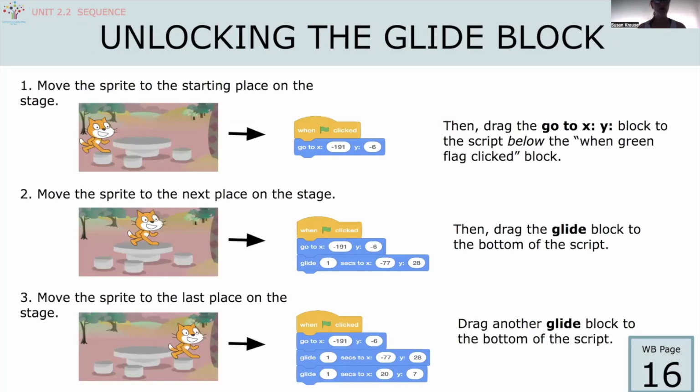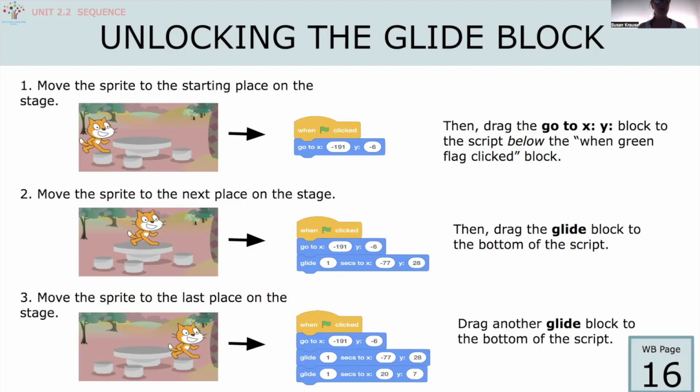Here are some instructions on how to use the go-to XY block and the glide seconds to XY block. First, move your sprite to the position on the stage where you want it to start each time the green flag is clicked. Then drag the go-to XY block into your script below the when green flag clicked block. This will automatically have the X and Y positions filled in because you have already positioned your sprite on the stage. When you click the green flag, this will place your sprite in the same position each time the program runs.